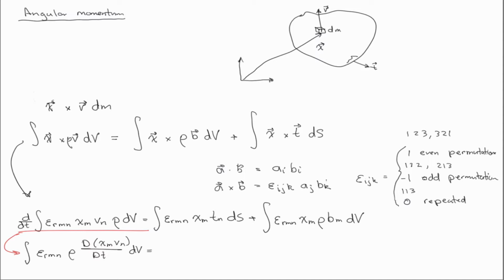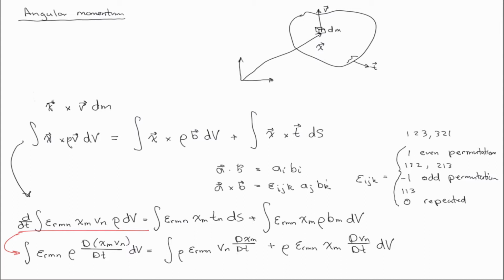But we're going to now distribute the material time derivative over this x and v, right? So we have, all right, so we have that.